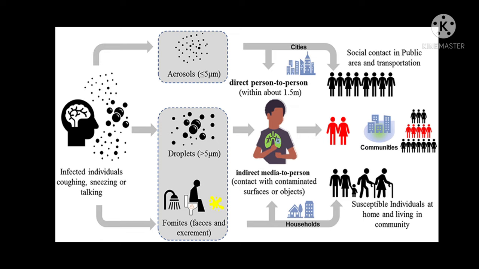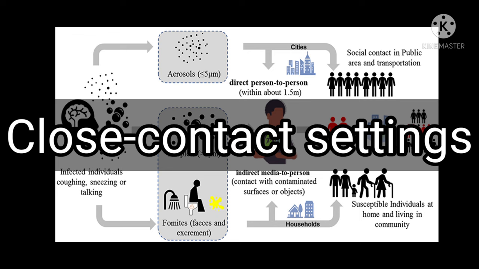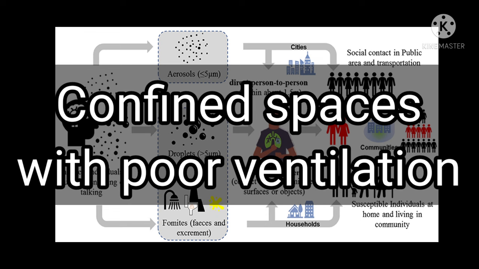In which types of settings does COVID-19 spread more easily? Remember, class, always the three C's. It is a very useful way to think about this. They describe settings where transmission of the COVID-19 virus spreads more easily. The first C is crowded places. The next is close contact settings, especially where people have conversations very near each other. And the third C is confined and enclosed spaces with poor ventilation.